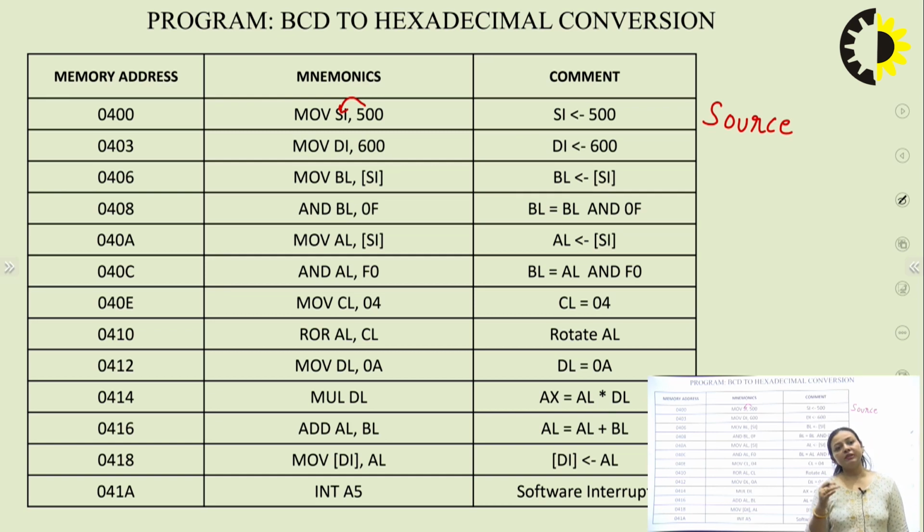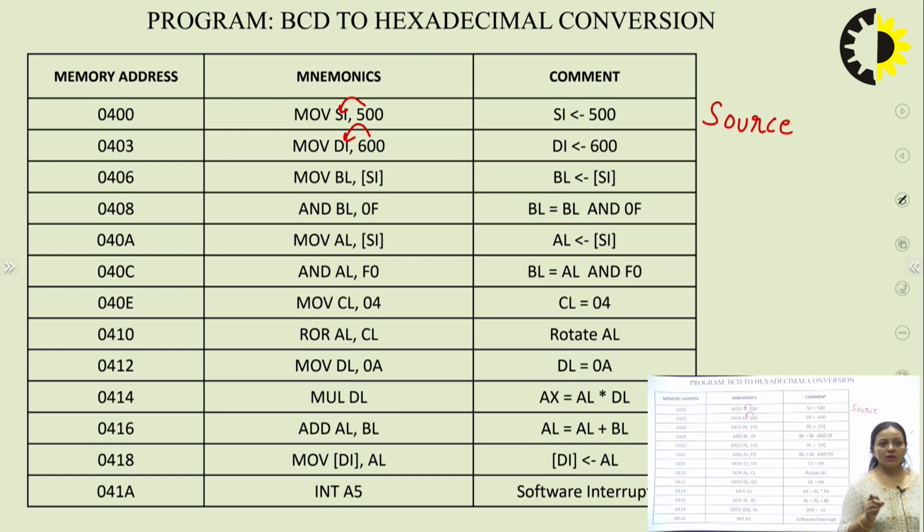Next is MOV DI, 600. Now I am saying where I have to store my output, the output I get in hexadecimal form. Again, MOV DI, 600. So 600 is the offset of my destination, which I am storing in register DI. SI has 500 and DI has 600. Both are examples of immediate addressing, where the immediate numbers are stored in the SI and DI registers.